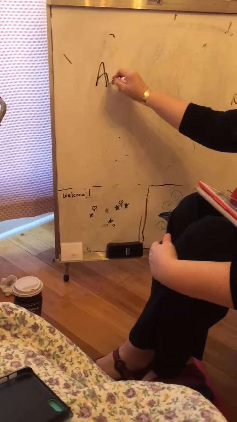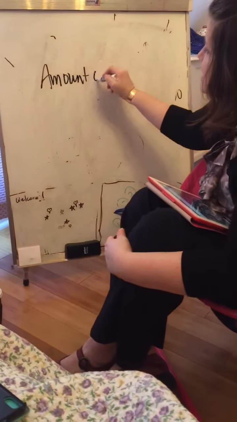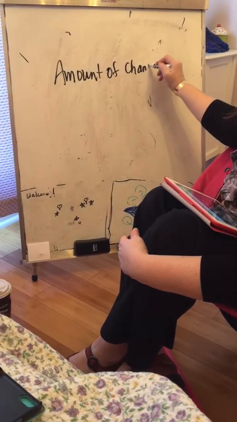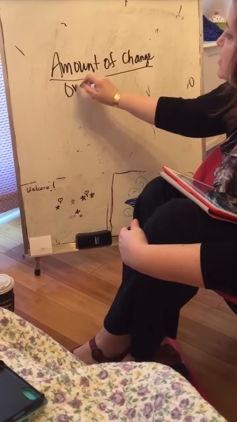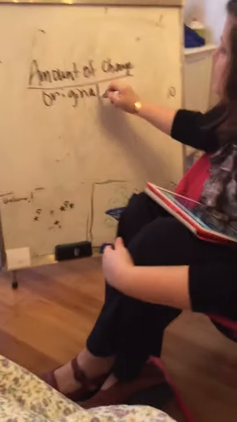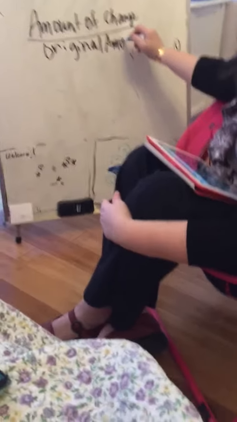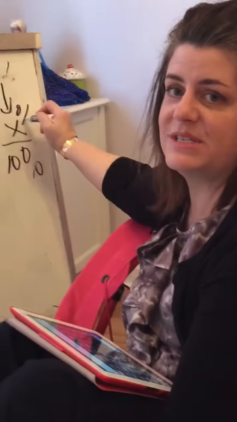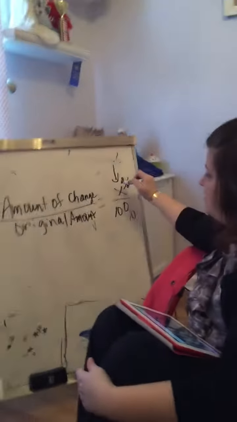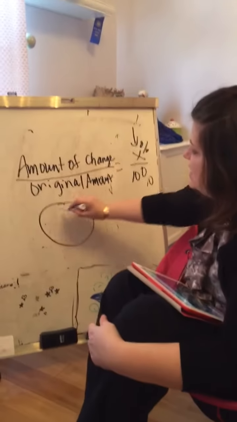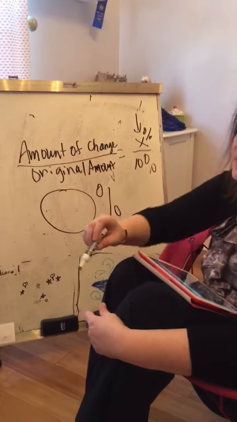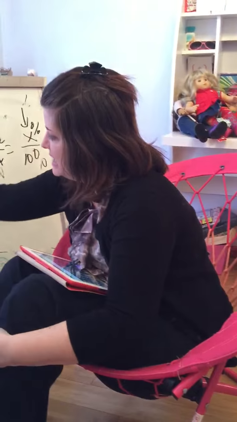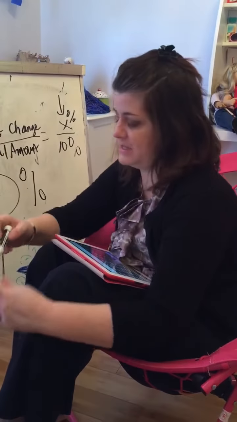It is amount of change over original amount. Now remember, amount of change over original amount equals x over 100. This x stands for percent. It's in the place of percent with part over whole equals percent over 100, because that's what you're finding out. So every answer that you find out is actually a percent. And it's either a percent increase or a percent decrease.